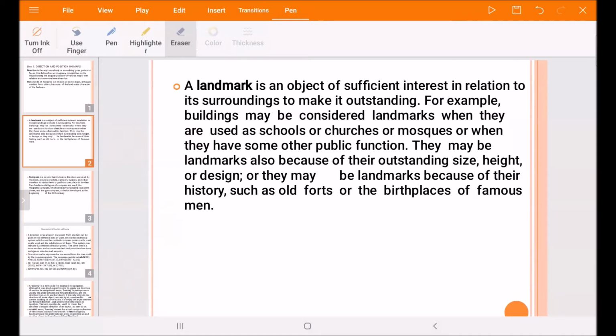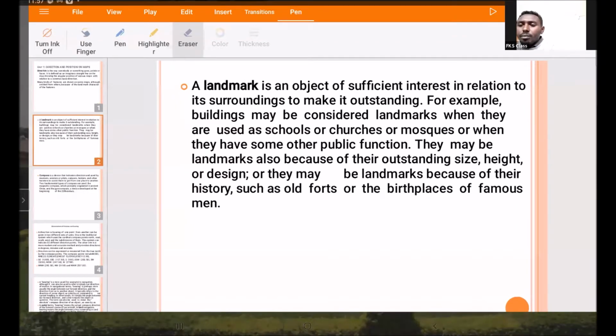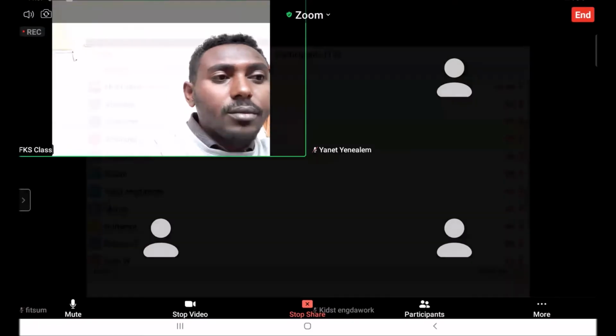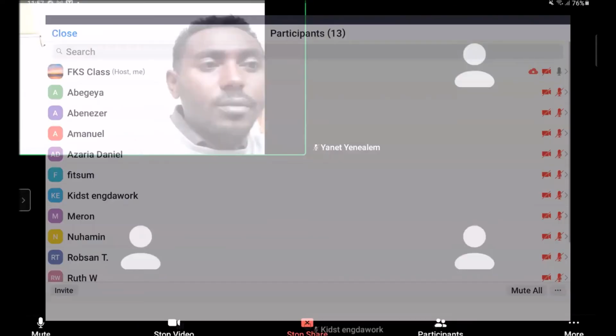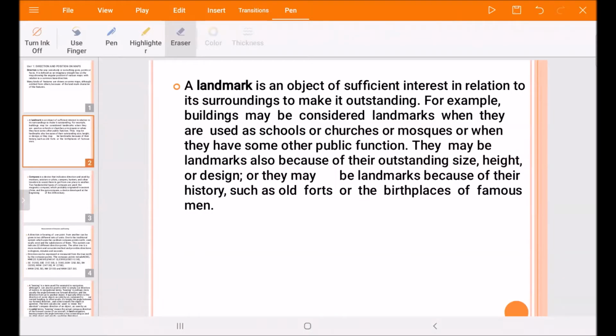Again, a landmark is an object that is easily seen from a distance. It may be a well-known place, or a church, a mosque, or a school. In order to identify the direction of a place, you can use a landmark, a well-known place or object that is easily seen from a distance.